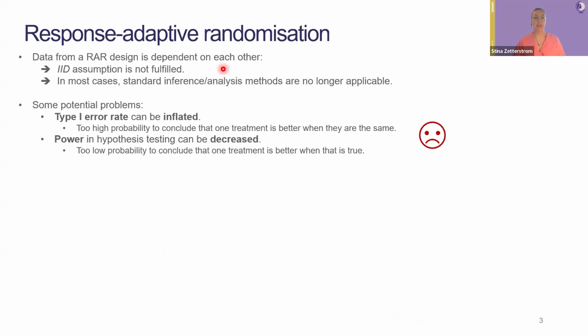However, when these allocation probabilities are updated, this means that data from the RAR design is dependent on each other and that the IID assumption that we usually make is not fulfilled. And thus, in most cases, standard inference and analysis methods are no longer applicable. And this can, for example, lead to inflated type 1 error rates, so too high probability to conclude that one treatment is better when they are actually the same, and decreased power in hypothesis testing, so it's a too low probability to conclude that one treatment is better when that is actually true.